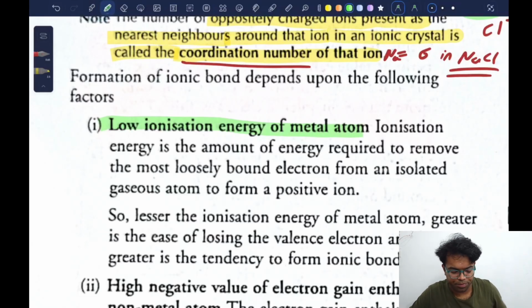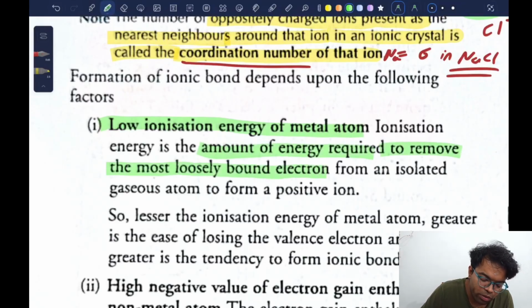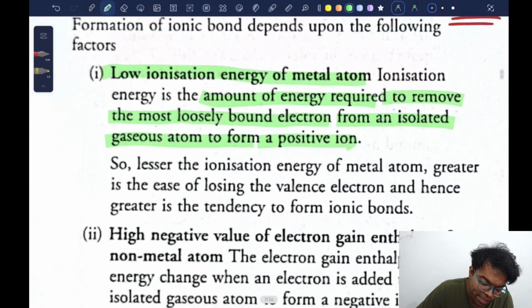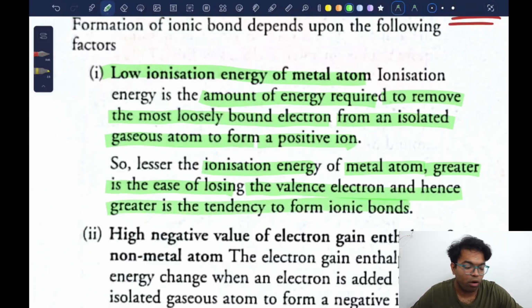Okay. Next, low ionization energy of a metal atom. Ionization energy is the amount of energy required to remove the most loosely bound electron from the isolated gaseous atom to form a positive ion. So, lesser the ionization energy of a metal atom, greater is the ease of losing the valence electron, and hence greater is the tendency to form an ionic bond.